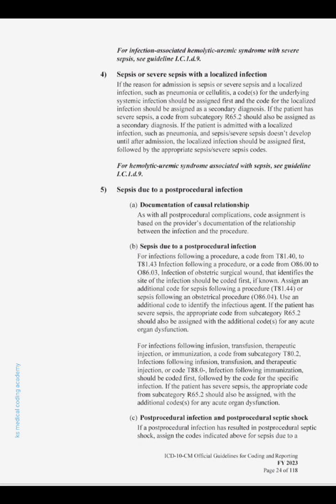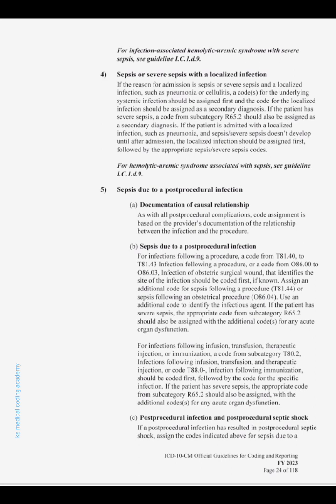or a code from O86.00 to O86.03, infection of obstetric surgical wound, that identifies the site of the infection should be coded first, if known. Assign an additional code for sepsis following a procedure, T81.44, or sepsis following an obstetrical procedure, O86.04. Use an additional code to identify the infectious agent. If the patient has severe sepsis, the appropriate code from subcategory R65.2 should also be assigned with the additional codes for any acute organ dysfunction.